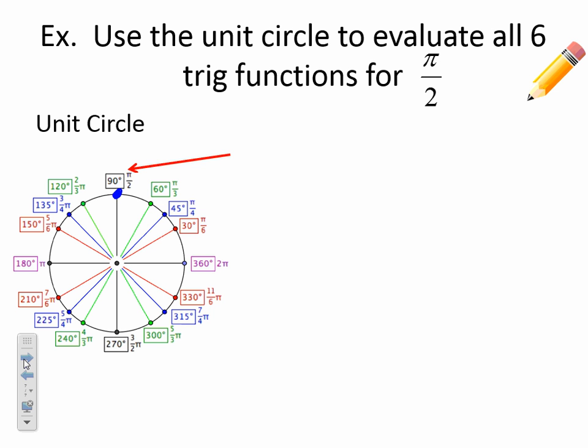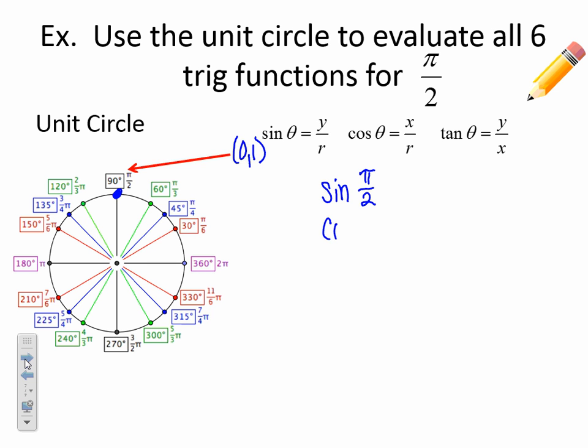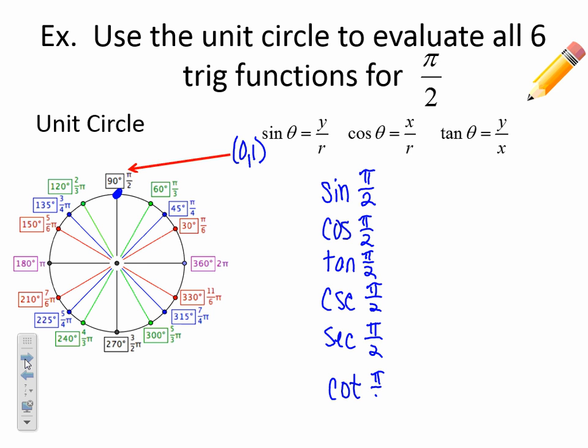Well, what coordinates are there? The coordinates that are right there happen to be, do you remember? Yep, hopefully it's written on your circle. The coordinates right there are 0, 1. And those are my 3 ratios. Now let's go ahead and set them up. Sine of pi over 2 because that's the theta. Cosine of pi over 2. Tangent of pi over 2. Cosecant pi over 2. Secant pi over 2. And then the cotangent of pi over 2.